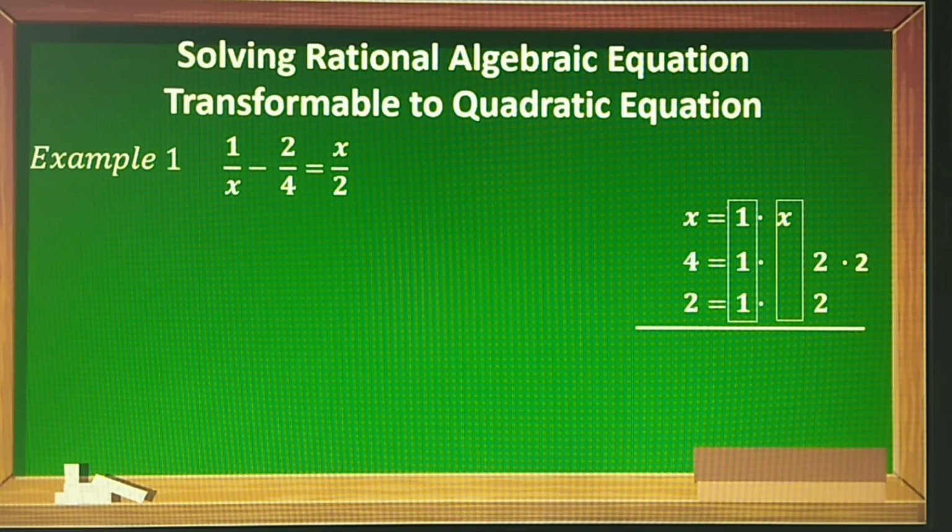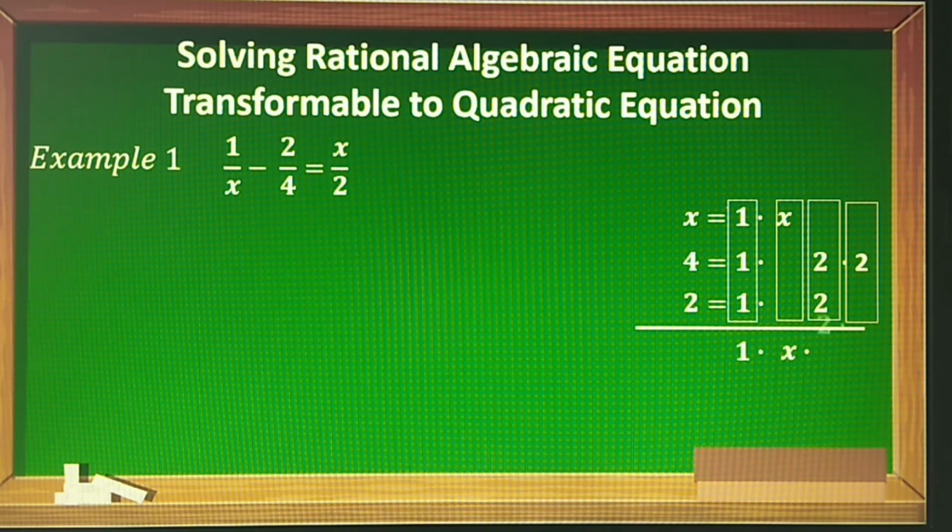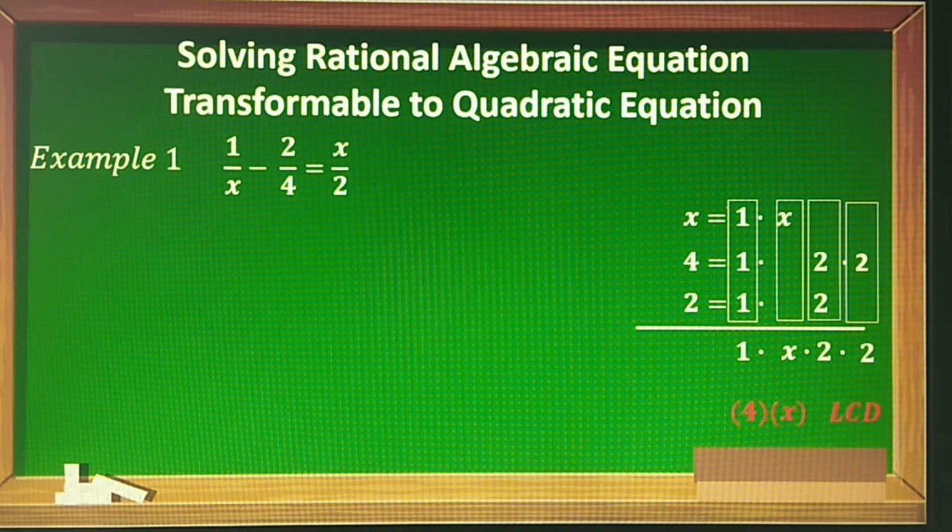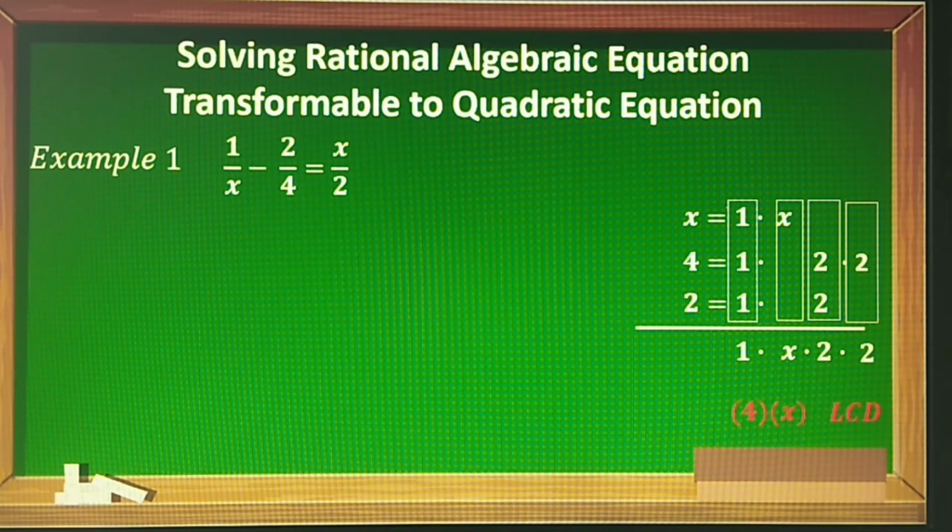Okay, so next ay group lang natin uli. Tapos, idadrag lang natin 1, tas x, then 2, then 2. Then, get the product. So, yun na yung LCD natin, 4x. So, ayan, gagawin na natin yung first step wherein imo-multiply natin yung LCD dito sa rational algebraic equation na to. So, we will multiply the LCD both sides of the equation. So, dito ipapakita ko yung pag-multiply sa bawat term para mas malinaw.